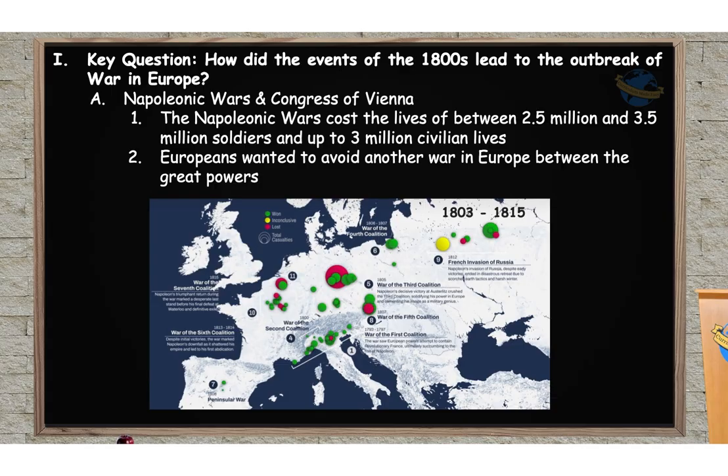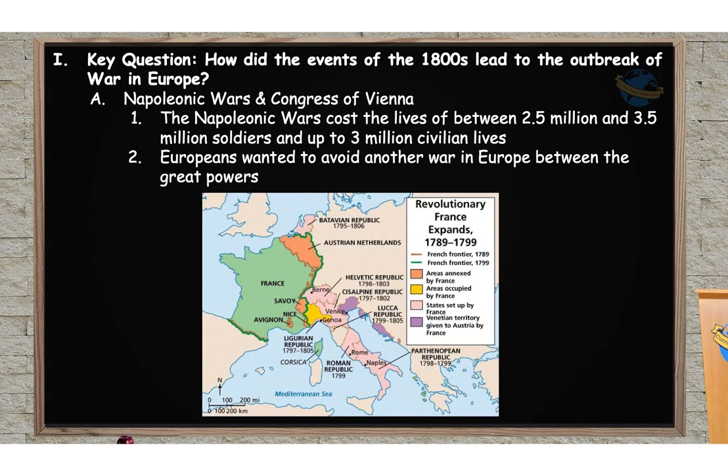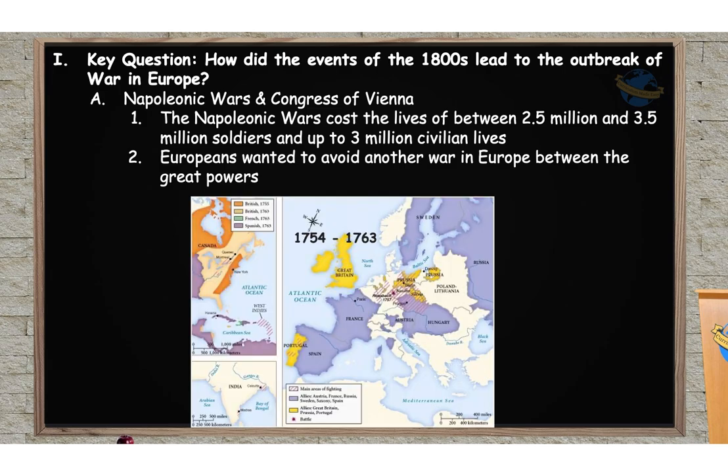So the last major wars in Europe were the Napoleonic Wars, and these ended up costing between 2.5 and 3.5 million lives of soldiers, plus an additional 3 million lives of civilians, non-combatants, right? However, only a few years before the Napoleonic Wars, there were the Wars of Revolutionary France's expansion, right? Going back about 30 years before that, there was the Seven Years' War, where the major powers of Europe were going to war with each other in Europe and around the world.